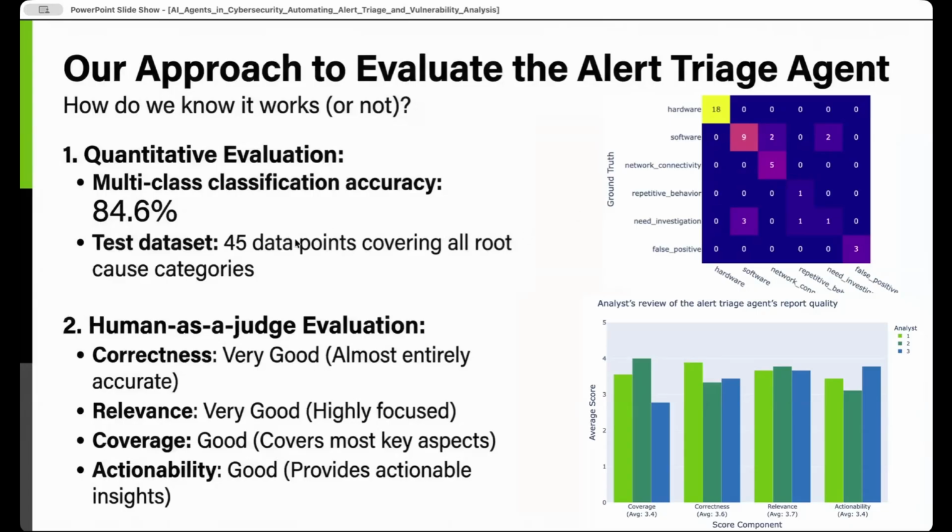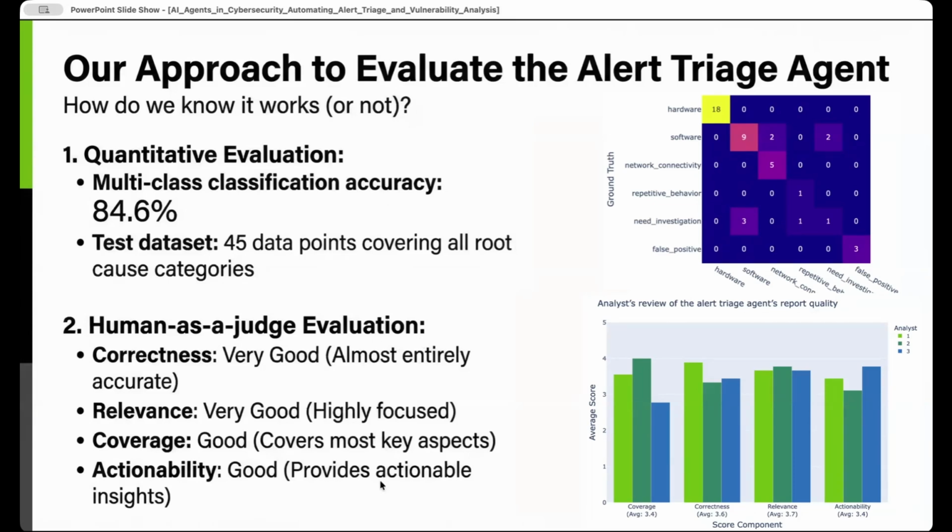So in terms of the high-level categorization of the root cause, the multi-class classification is like 84.6% on 45 samples for covering all the root cause categories. And then you can see that the most confusing part for the agent is distinguishing from the software to need investigation, although I'm not sure what need investigation means. But there seems to be some inconsistency with the human analyst categorizing it as a software issue, or just categorizing it as a need investigation category. So this is more like a high-level root cause analysis.